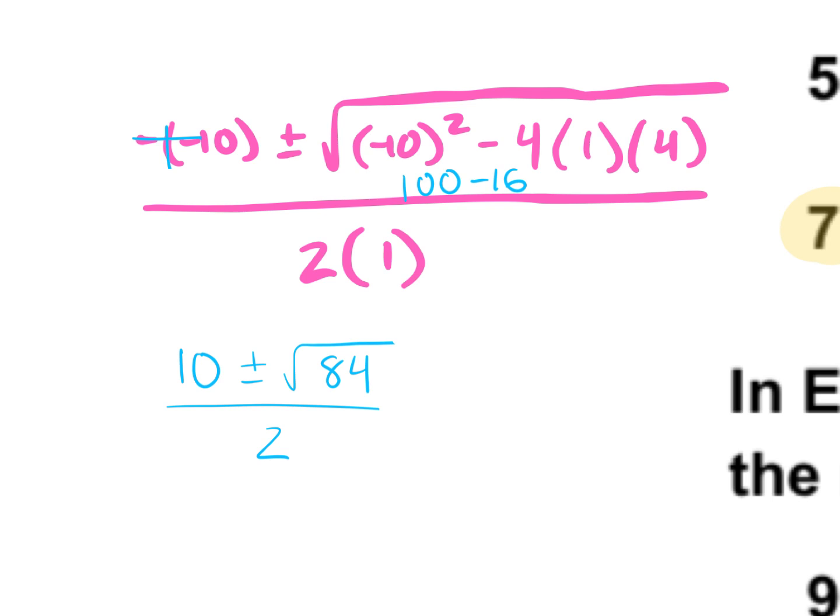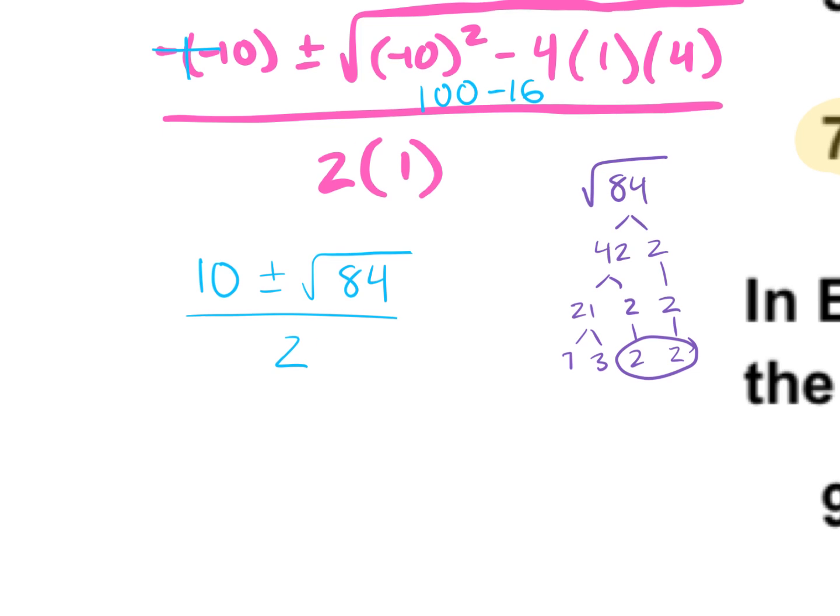What should I do next? Divide by 2. I can't divide into the radical. So first we want to see if we can simplify the square root of 84. What are 2 factors of 84? 42 and 2. 2 factors of 42? 21 and 2. And 2 factors of 21? 7 and 3. Do I have any pairs? 2 and 2. So we'd circle the 2.